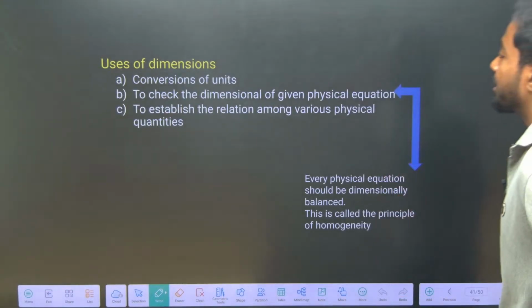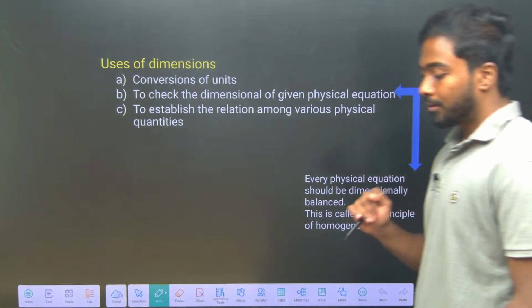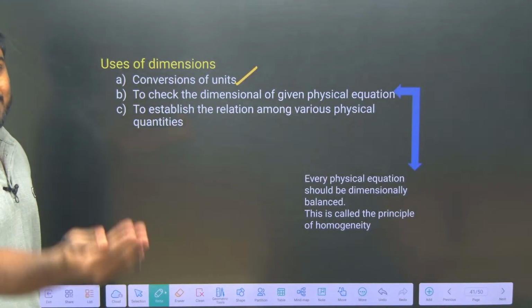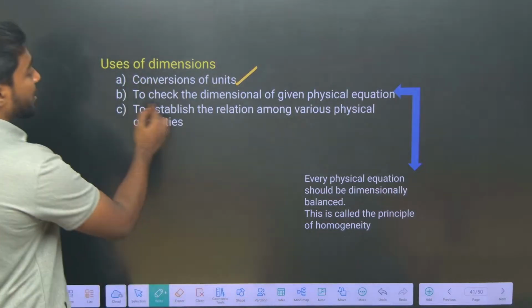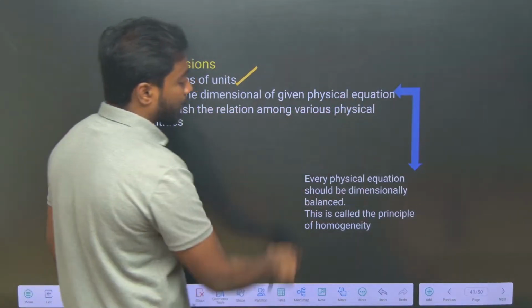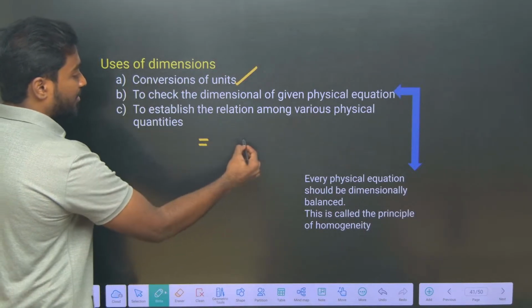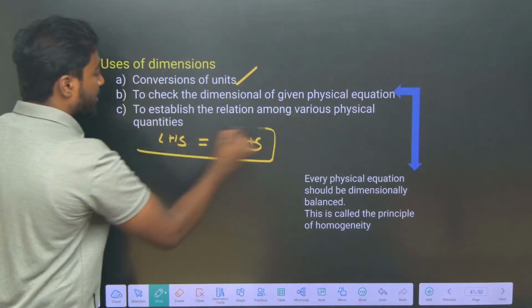So the next one is use of dimensions. There are 3 uses of dimensions here. The first one is conversion of units, that is SI unit to CGS unit, or MKS unit to CGS unit. Second, to check the dimensions of given physical quantities, for every physical equation should be dimensionally balanced. We are saying RHS should be equal to LHS. Then only we can say it is an equation.